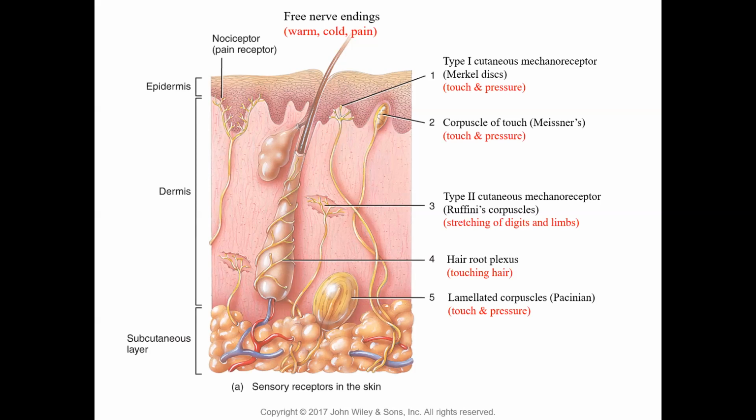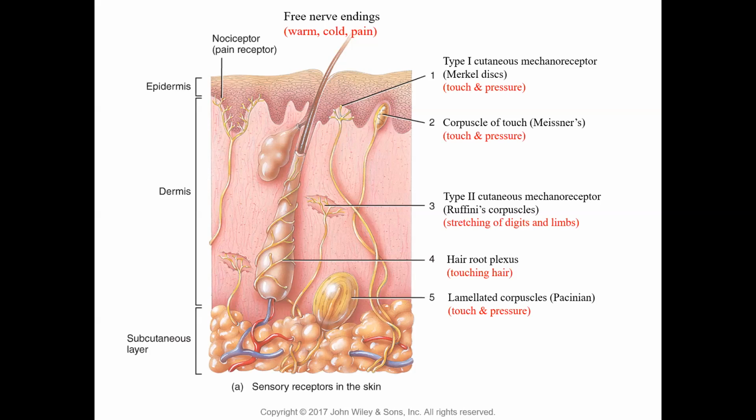As we can see here, we have some nerve endings. These nerve endings are themselves dendrites of the sensory neuron. For the different kinds of receptors we have, we'll just go by numbers. Number 1 is called the type 1 cutaneous mechanoreceptor, also known as Merkel's discs, and they are mainly responsible for touch and pressure sensation. These are free nerve endings, and they are usually found in the stratum basale layer of the epidermis.